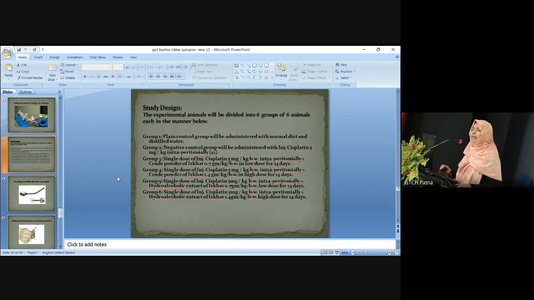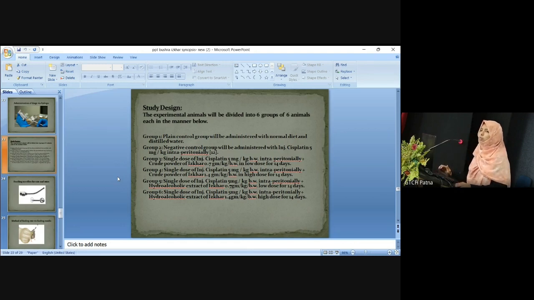The second group will be the negative control group, which I have already mentioned will receive cisplatin. Cisplatin will be administered intraperitoneally at 5 mg per kg body weight, and we will check the readings to see how much toxicity it has caused to the renal functions. We will see that by a renal function test, that is, we will look at urea, creatinine and BUN. Then group 3 will receive a single dose of cisplatin.